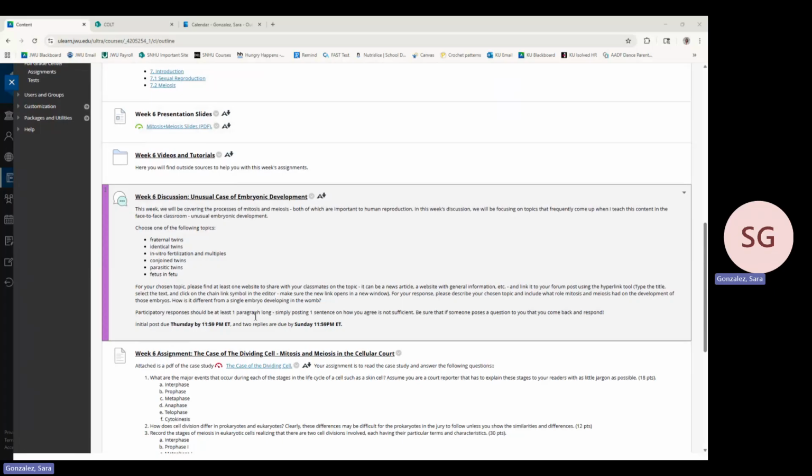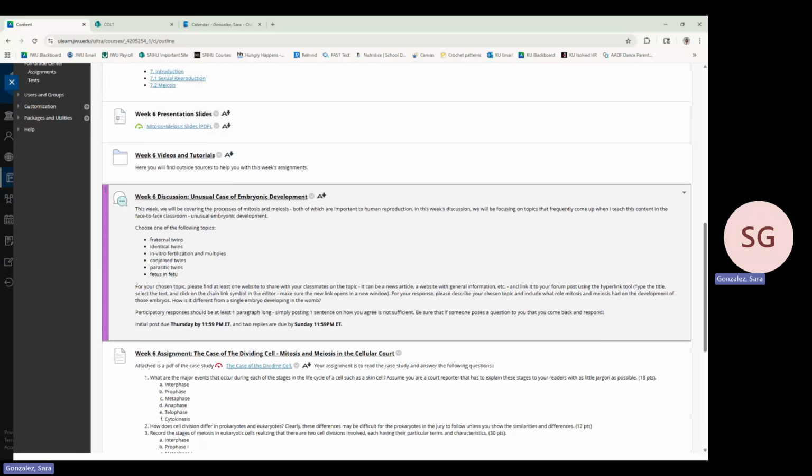So for your topic this week, by Thursday, you can choose one of the following topics, and here they are listed. So either fraternal twins, identical twins, in vitro fertilization, multiples, conjoined, parasitic, fetus in vitro. And on your topic, you're going to find at least one website to share with our classmates. Again, a news article or any general information.